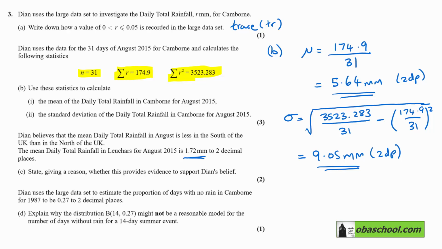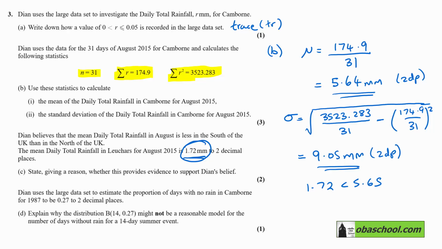Well, it turns out that Lucas is north of Camborne. So the one with the lower mean is actually further north. So that does not provide evidence, and you should say that, and actually state that the 1.72 is less than 5.64 in your statement.